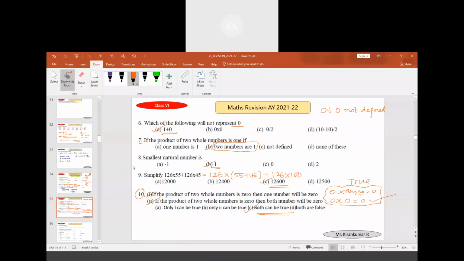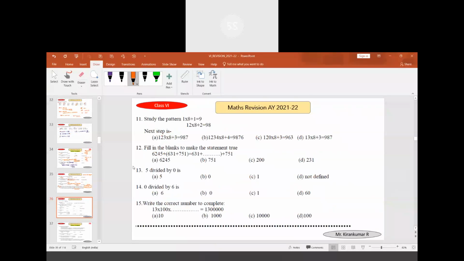Okay, 11th one. Study the pattern. Next step is, here there is 1, here there is 1, 2, 8 is repeated, 1 is added, 2 is added. The next will be what? 1, 2, 3 into 8 plus 3. So option A is correct.